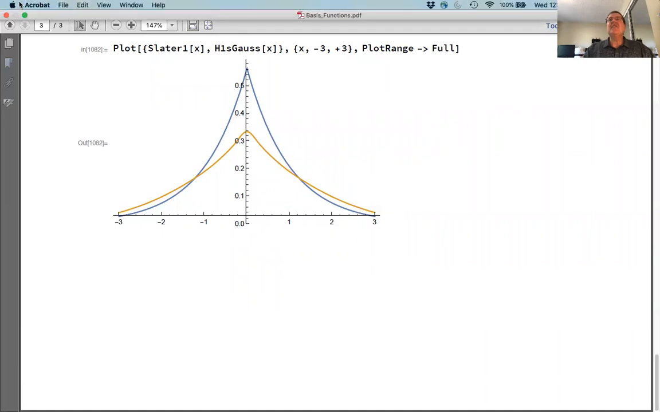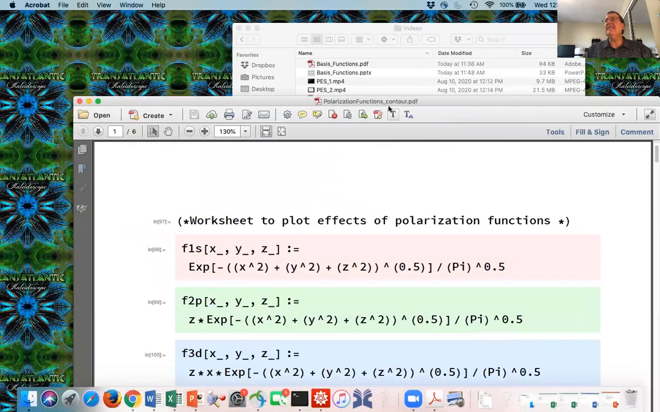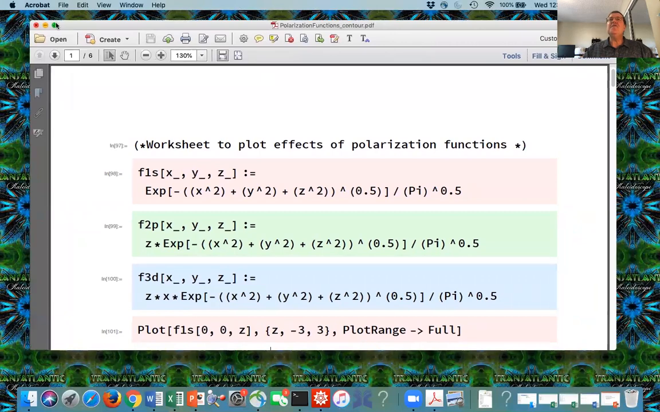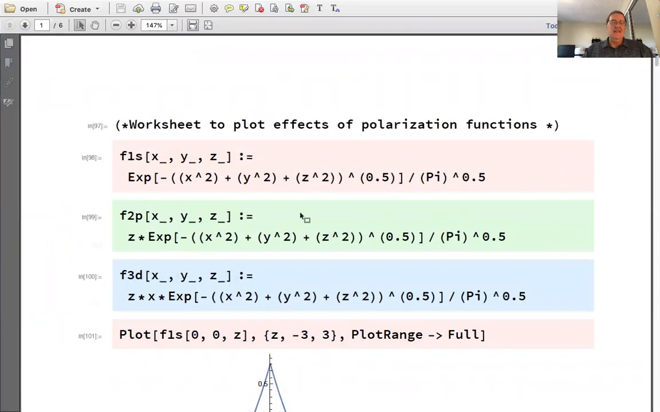Now I have to shrink this guy, get rid of it, in fact. Instead, I want to turn to polarization functions. So here, as you remember from your reading, what you're doing is you're adding higher angular momenta. So if your occupied orbital was an S, you'll add a P function. If your highest occupied orbital was a P function, you'd add D functions, and so on. And what I want to show you is how mixing two different angular momenta allows for shape changes in orbitals.